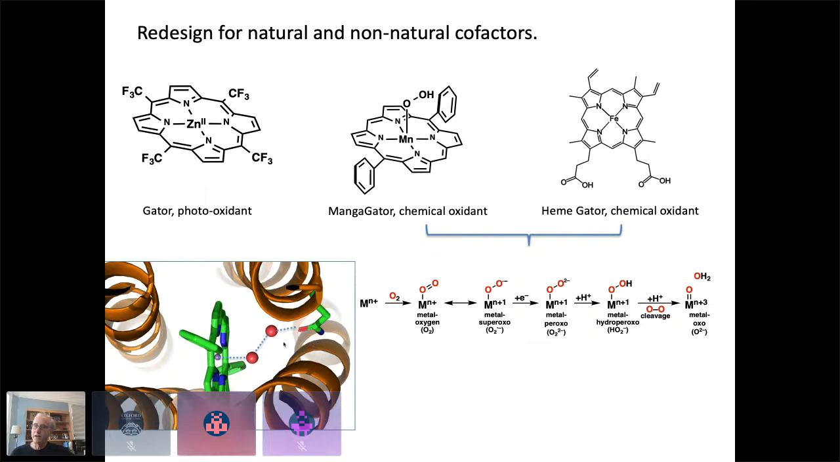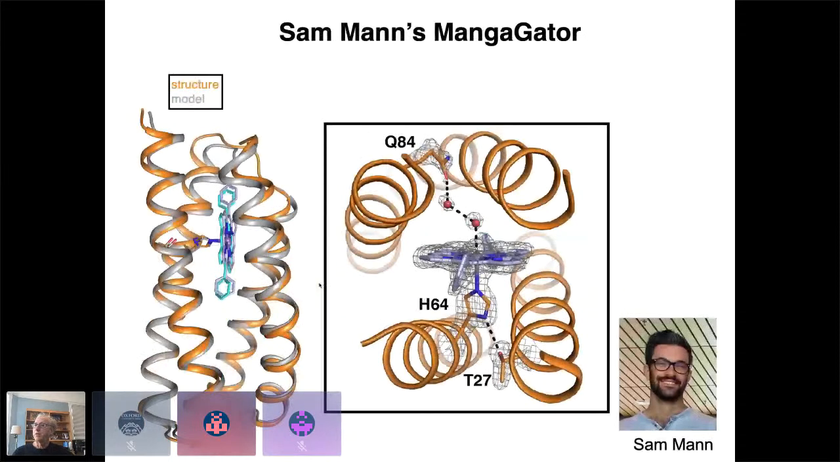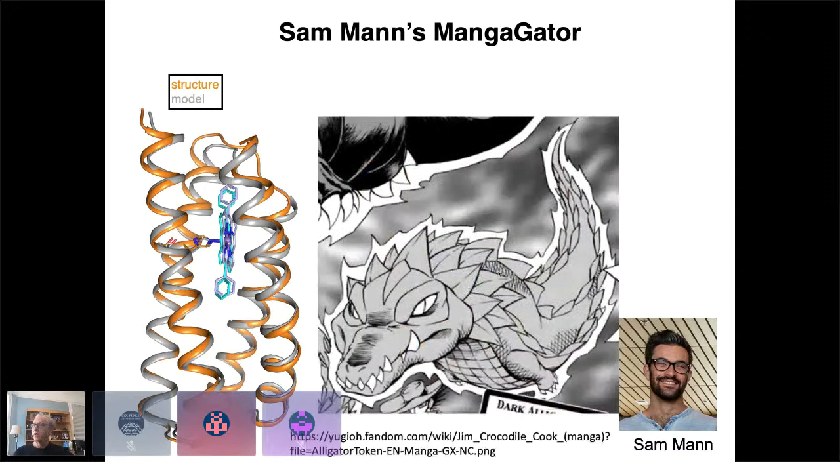And Sam Mann decided to put a glutamine here, and that would allow it to stabilize the dioxygen in a linear manner. And it could also flip its rotamer depending on whether it needs to be a hydrogen bond donor or acceptor. After doing a really radical redesign, he was able to solve this structure here. And indeed, the second shell glutamine is there, water's precisely as designed. And so we call it the longigator.